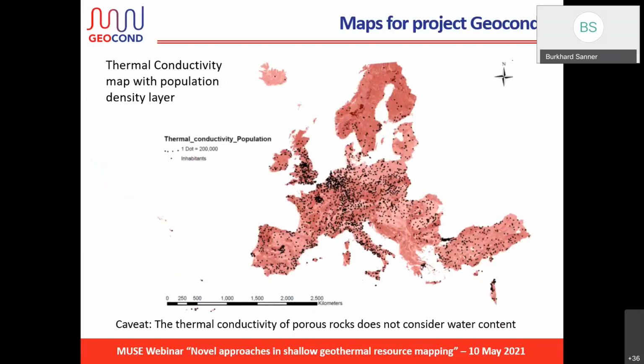Now, what happens if we are looking at the population density? You see here the dots. Each dot represents 200,000 inhabitants, and we see a clear picture that we have areas with high population density and some others with very low. And in particular, if you look here at Scandinavia, you see the areas with very high thermal conductivity ground. They're very good granitic rocks and this kind of thing, but there are no dots at all.